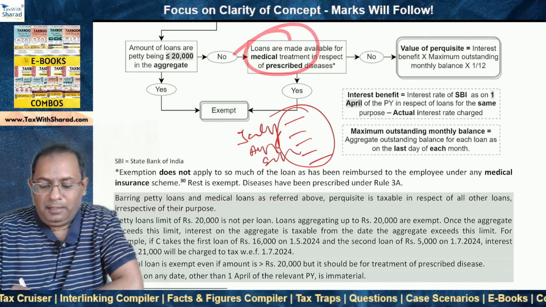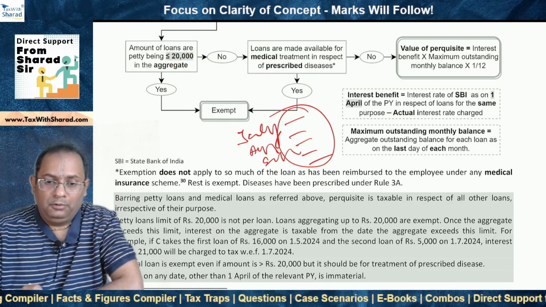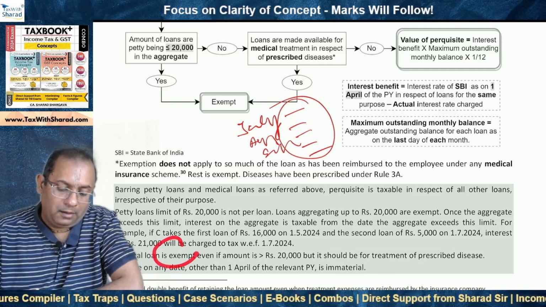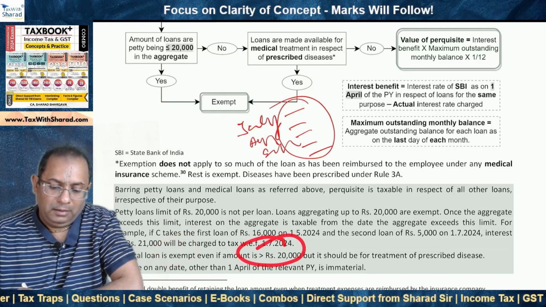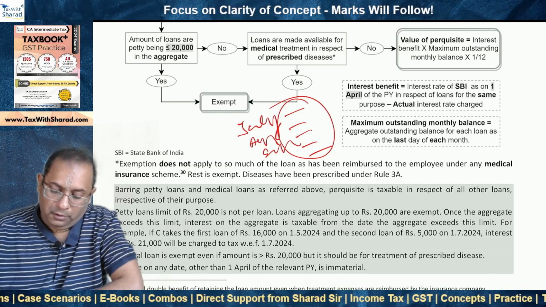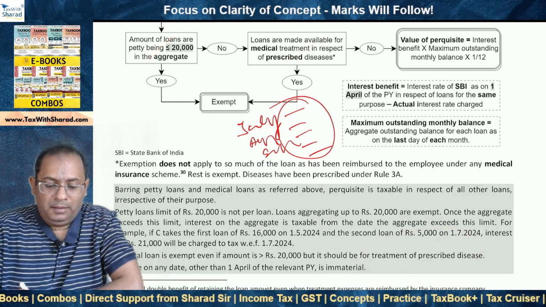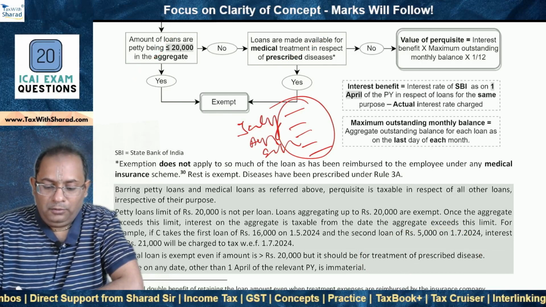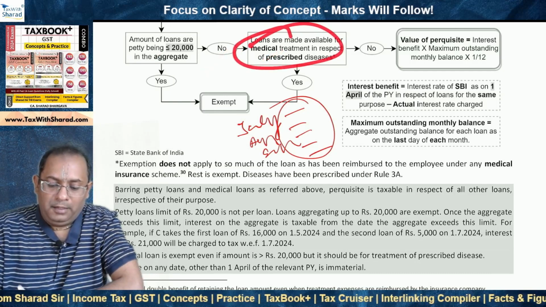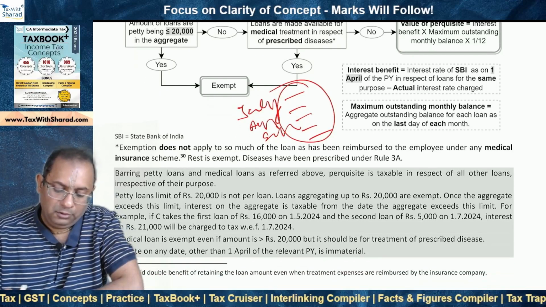Say the medical loan has been taken for prescribed diseases and it is of 1 lakh rupees. So it is exceeding 20,000 rupees. So sir, will it be exempt or will it be taxable? So beta, medical loan will remain exempt even if the amount is more than 20,000, because if the medical loan is for treatment of prescribed diseases, it will remain exempt. This 20,000 is something that you need to check first, and then you need to check this. Irrespective of the amount, if this medical treatment loan is for prescribed diseases, it will remain exempt.